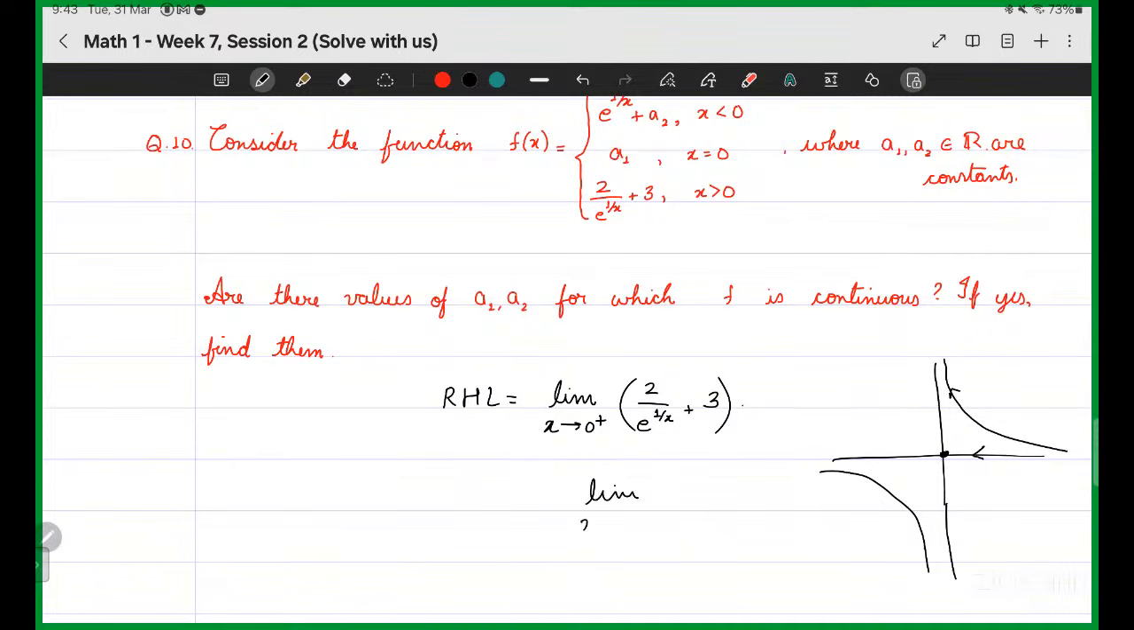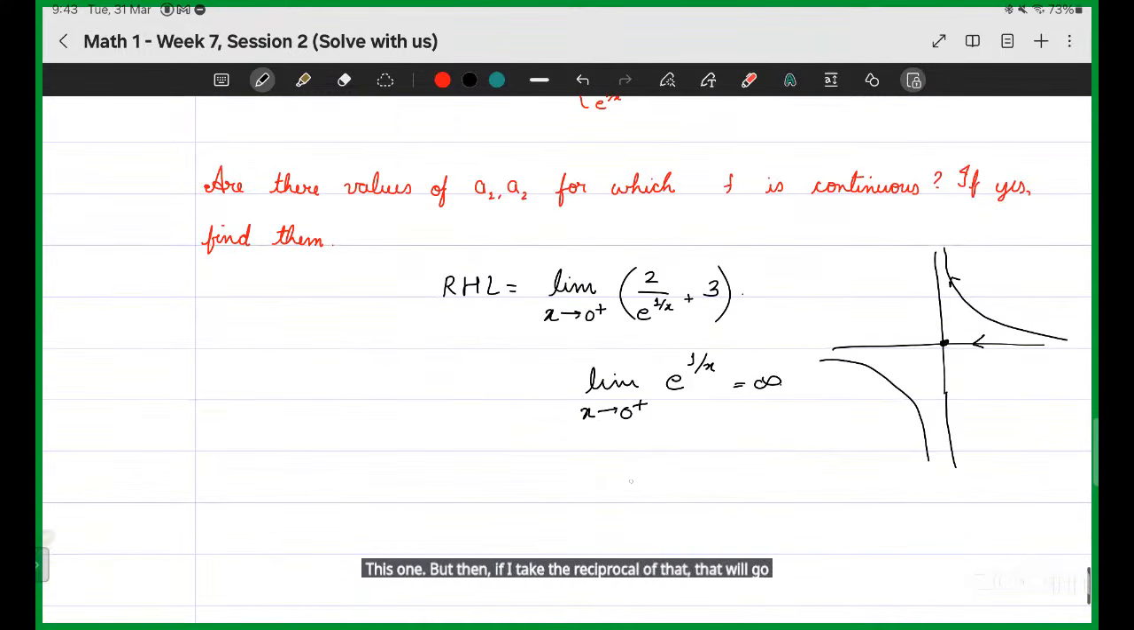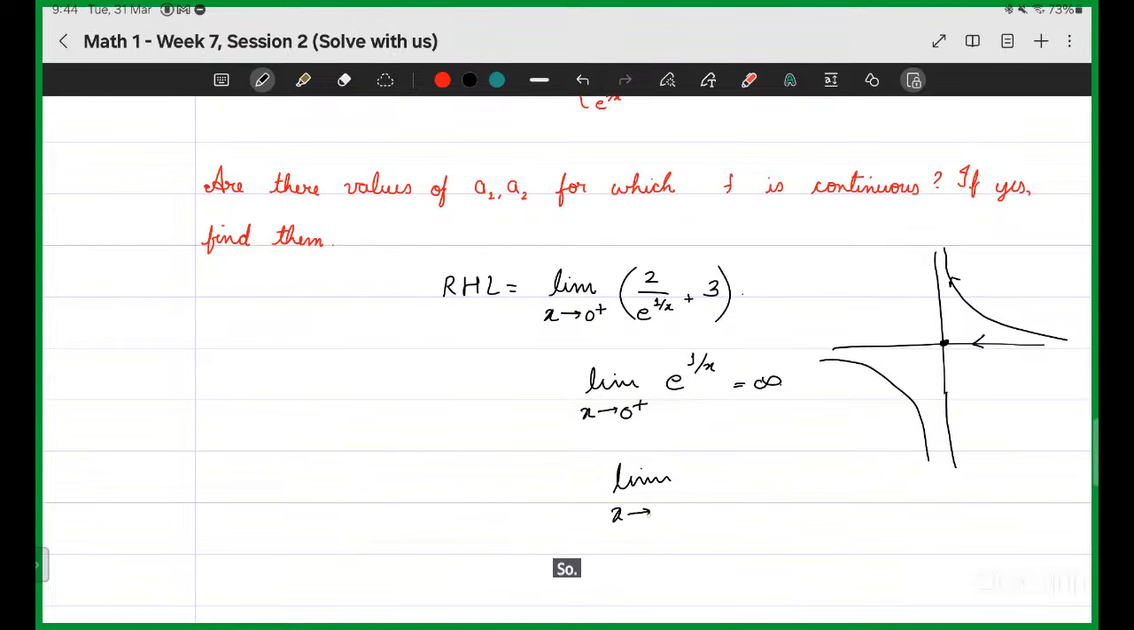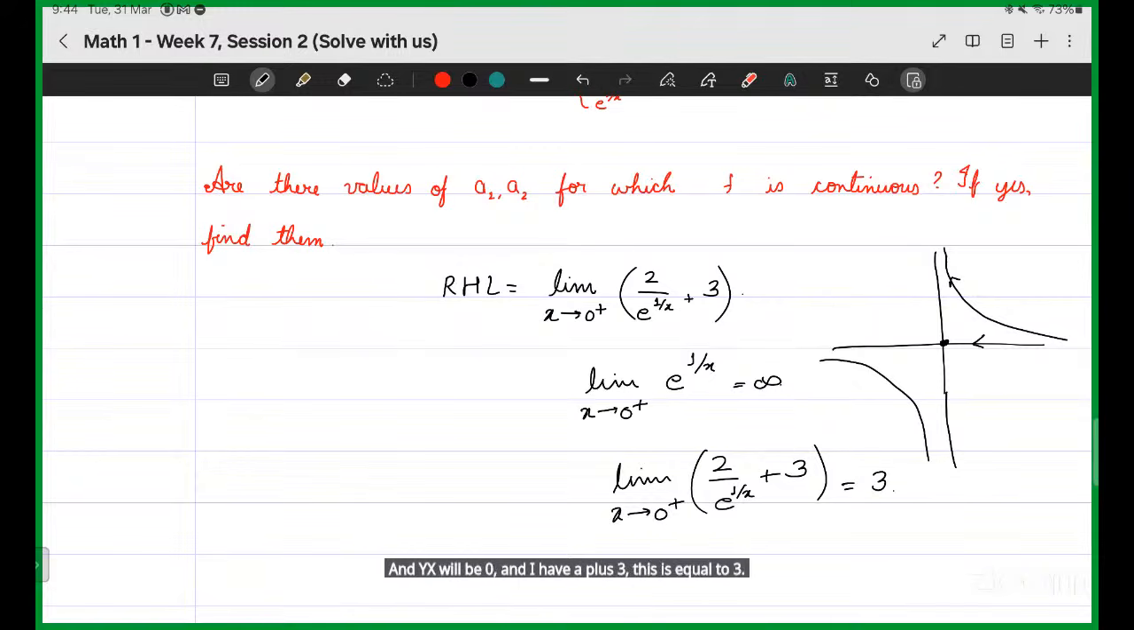But then if I take the reciprocal of that, that will go to 0. So the limit as x goes to 0 plus of 2 by e to the 1 by x will be 0. And I have a plus 3. This is equal to 3. Has everyone understood this part?